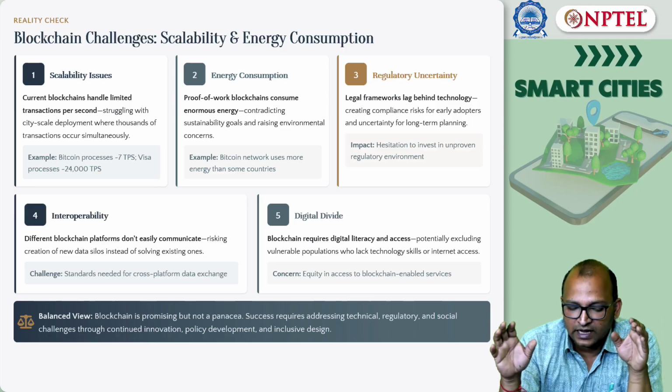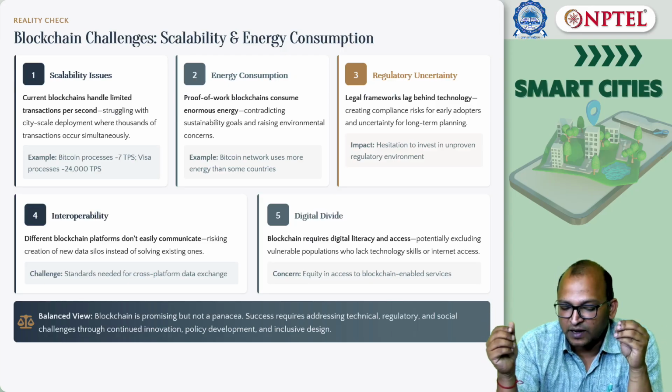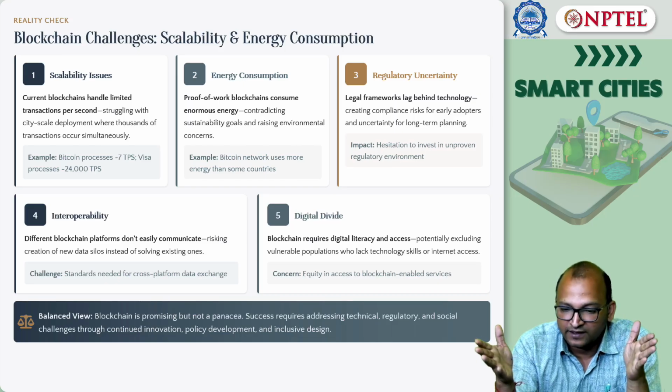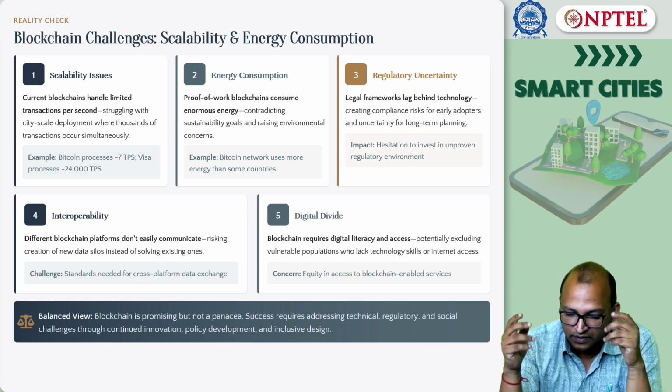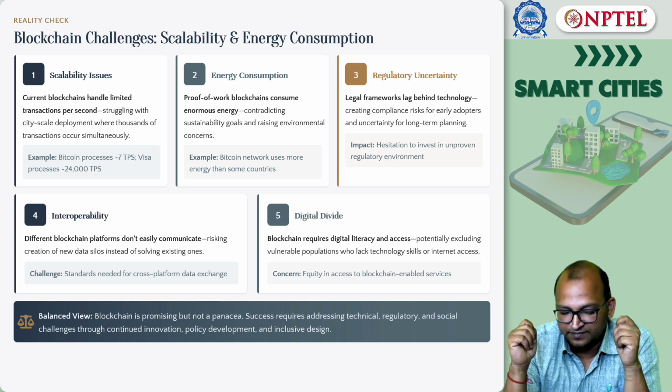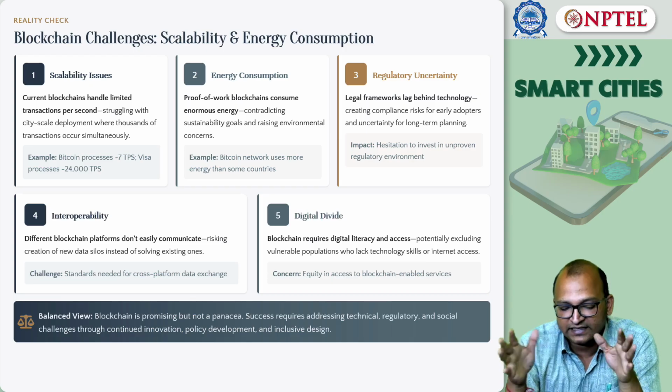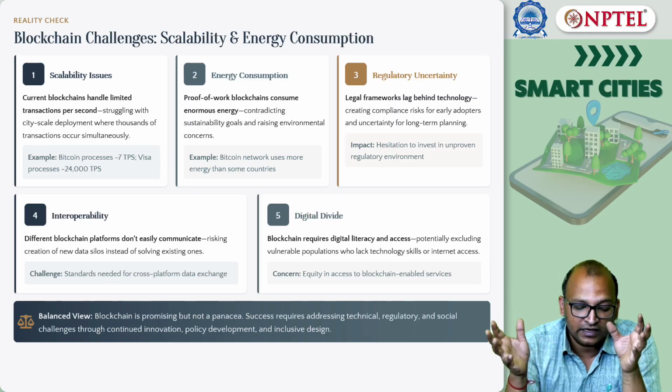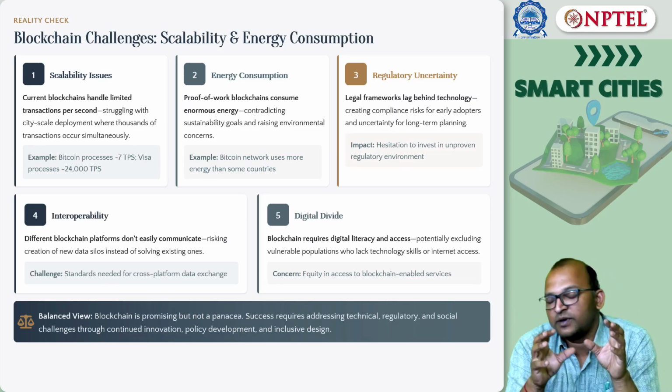Let me be honest about blockchain's limitations. It is powerful for the right problems, but not a solution for everything. There are certain associated challenges. The first challenge is scalability. Bitcoin processes around 7 transactions per second. Visa processes around 24,000 transactions in this time. A city scale system needs much higher throughput. Newer blockchain architectures are addressing this, but it remains a constraint.